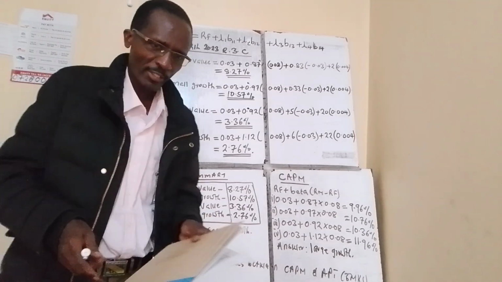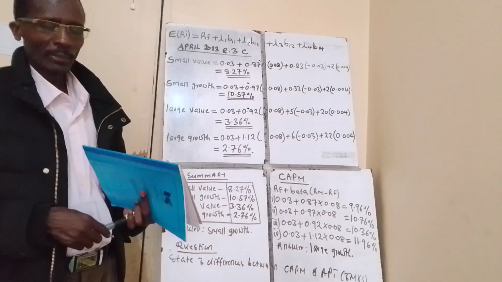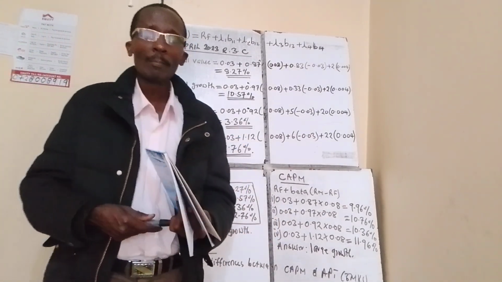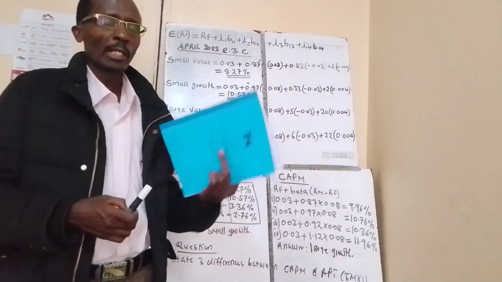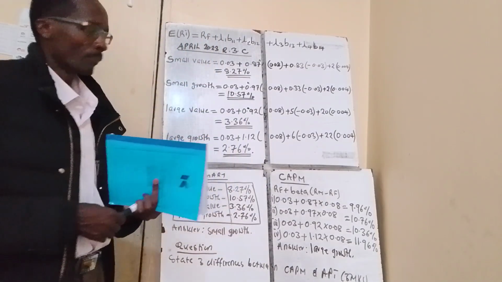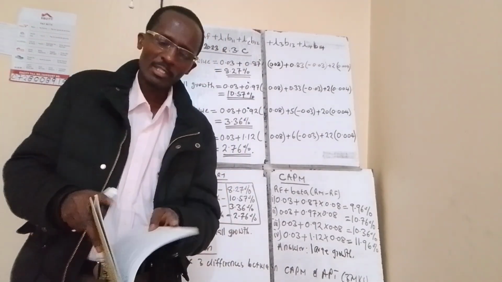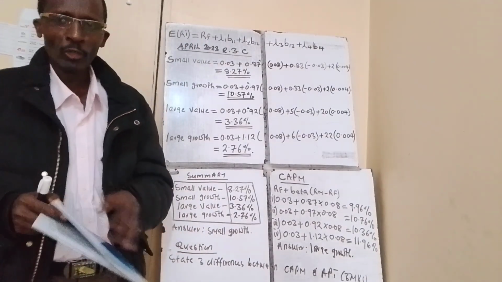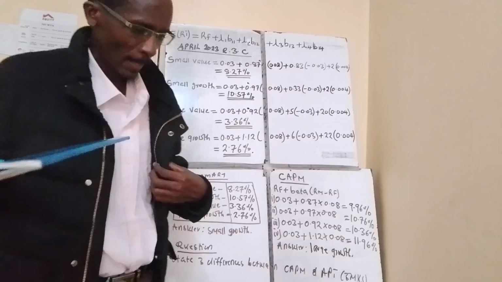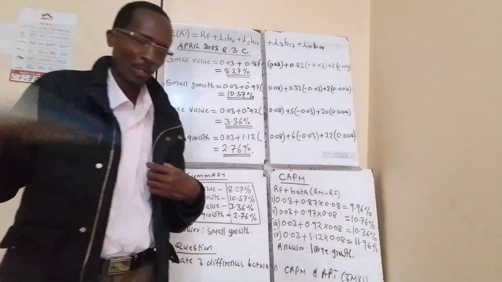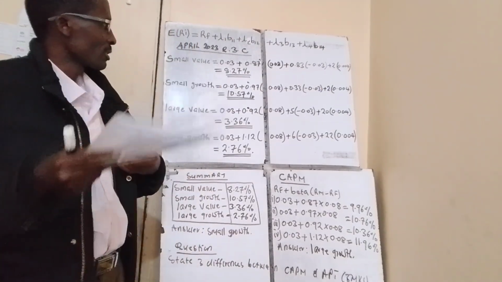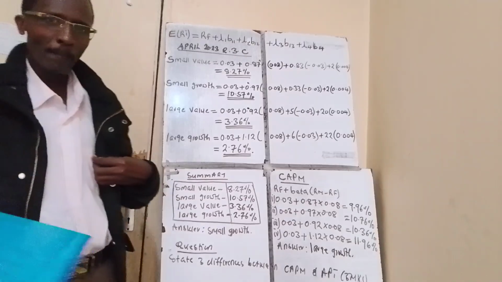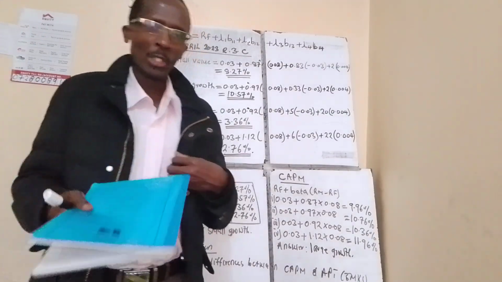Now we get some differences when we are doing the review. The differences between CAPM and APT or APM. And so the major difference is that CAPM is a single, remind me of what? It is a single factor model. Yeah, single factor model. But arbitrage pricing model is a multiple factor model.